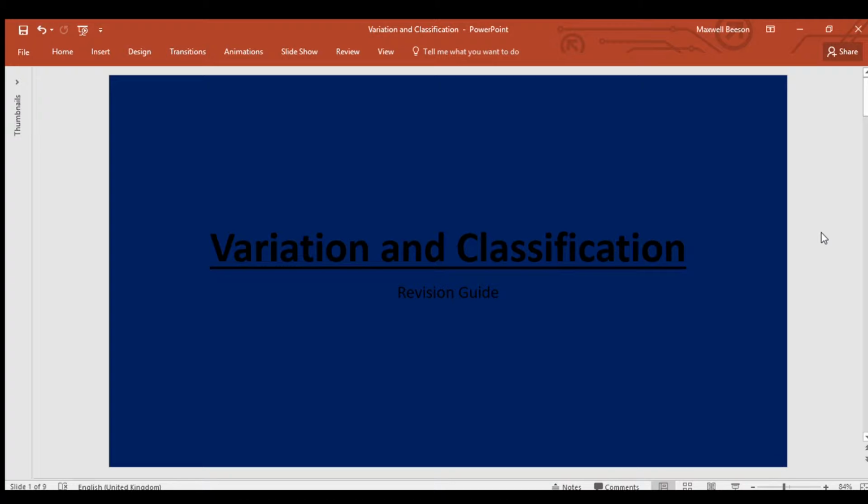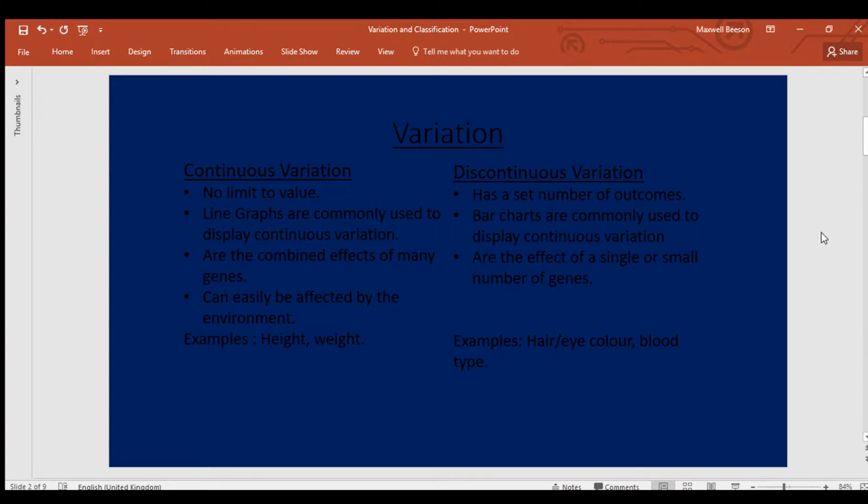So we're going to get straight into it with variation. There are two types of variation: continuous and discontinuous variation. Now, continuous variation has no limit to the value. So height could be anything from 0 centimeters or 1 centimeter to 400 centimeters.